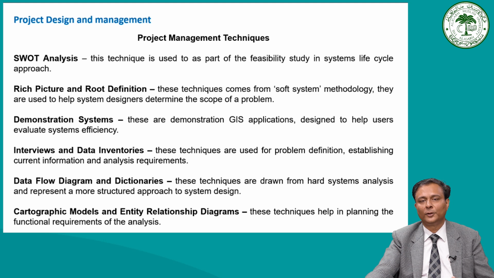These techniques would be relevant. For example, the first can be the SWOT analysis, which is commonly known as strength, weakness, opportunities, and threats. This technique is used to establish the SWOT as part of the feasibility study in the system life cycle approach. So that would be one option when you want to carry out any research activity based on spatial information. The second, as we have discussed earlier also, the rich picture and root definition.